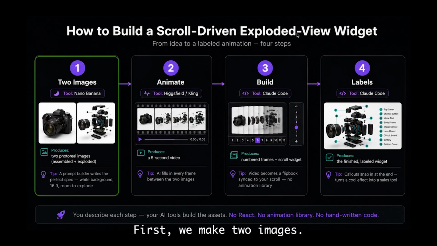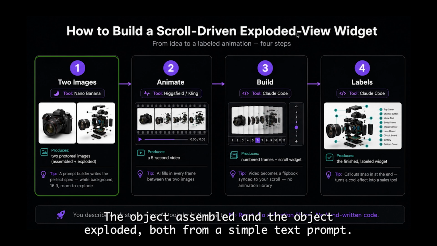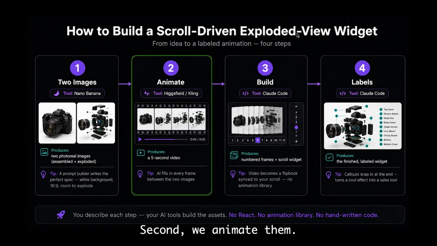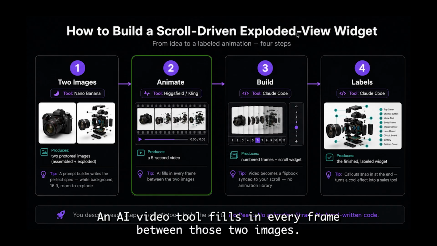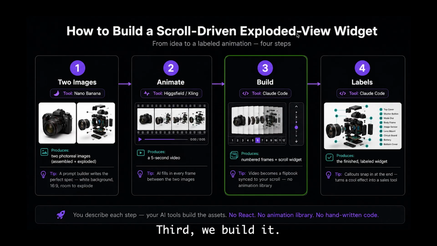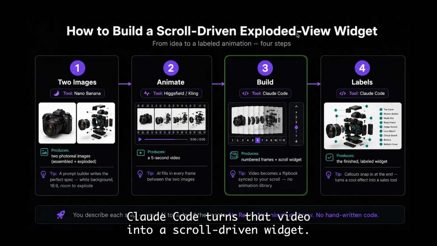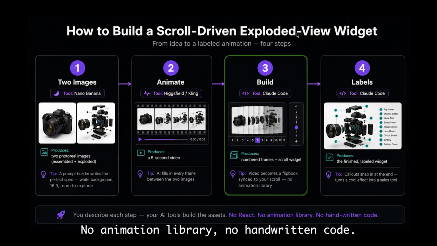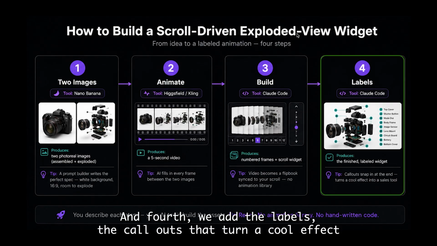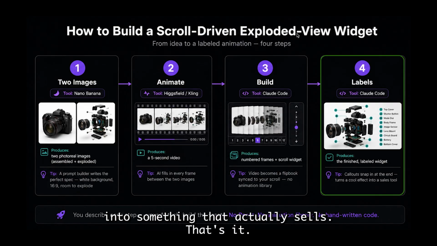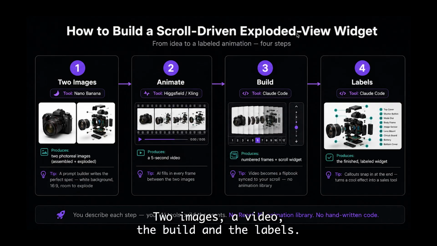First, we make 2 images, the object assembled and the object exploded, both from a simple text prompt. Second, we animate them. An AI video tool fills in every frame between those 2 images. Third, we build it. Claude Code turns that video into a scroll-driven widget. No animation library, no handwritten code. And fourth, we add the labels, the callouts that turn a cool effect into something that actually sells. That's it. 2 images, a video, the build, and the labels.